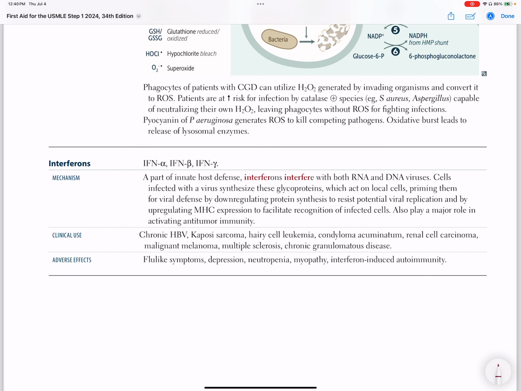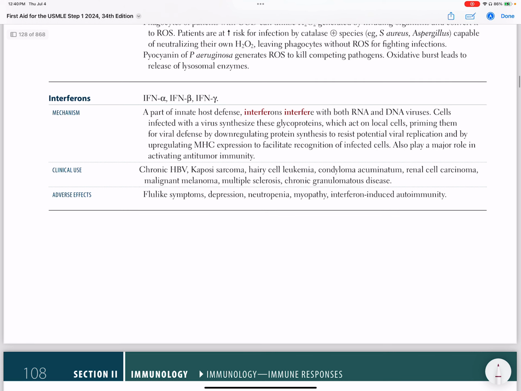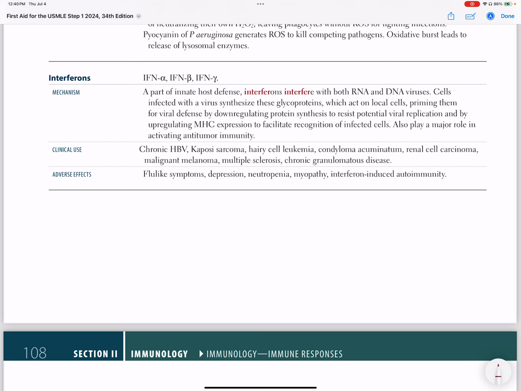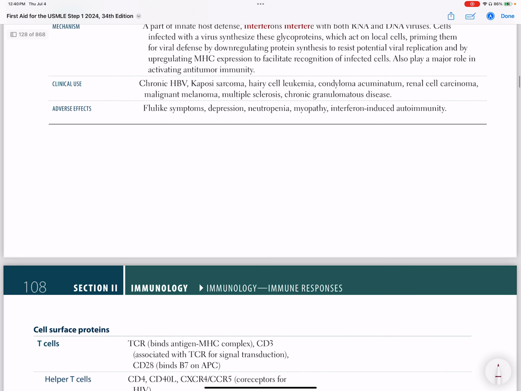Oxidative stress leads to release of lysosomal enzymes. Interferons: interferon alpha, interferon beta, and interferon gamma. They interfere with both RNA and DNA viruses. Cells infected with a virus synthesize these glycoproteins, which act on local cells, priming them for viral defense by downregulating protein synthesis to resist potential viral replication and by upregulating MHC expression to facilitate recognition of the infected cells. Also play a major role in activating anti-tumor immunity.